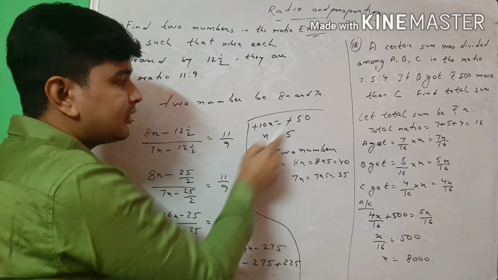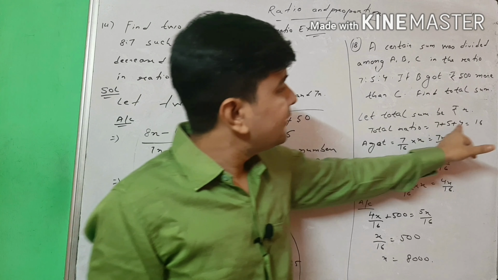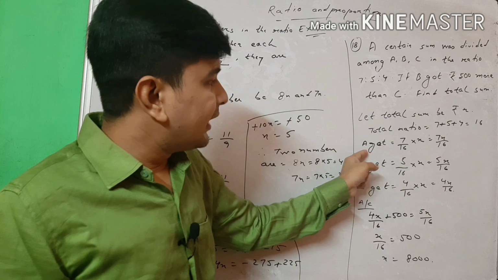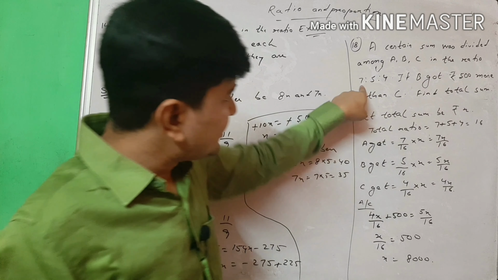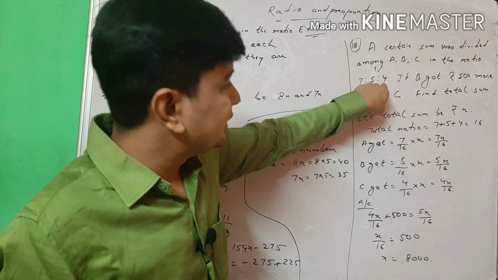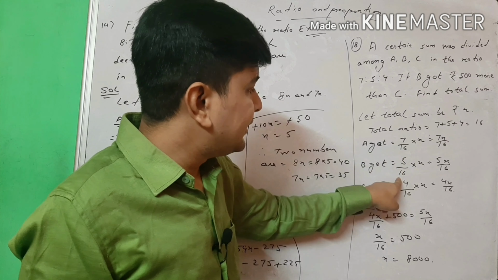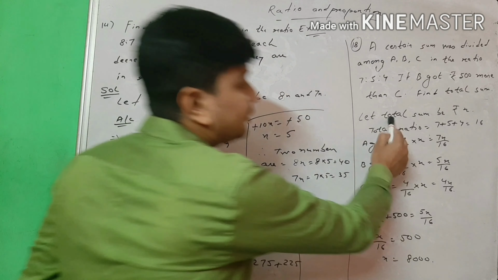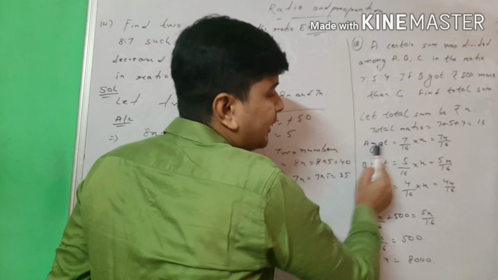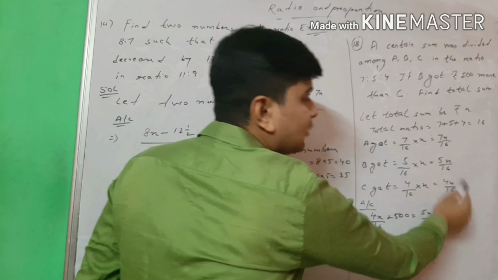Clear? Let the total sum be rupees x. What is our total ratio? 7 plus 5 plus 4, that means 16. So A gets 7/16, because A, B, C are mentioned. So the share of A is 7/16, B 5/16, and C 4/16. Clear? And the total sum is x. So A got 7x/16, B got 5x/16, and C got 4x/16.